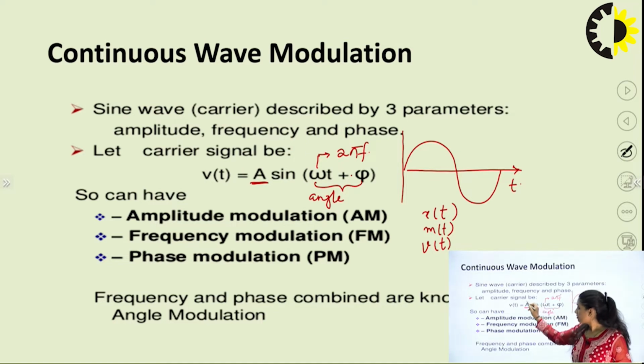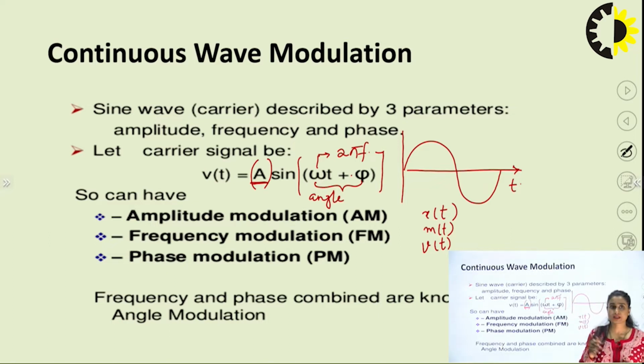Depending on what parameter of my carrier wave varies with respect to the message signal, the name of the modulation is given accordingly. If I vary the amplitude of my carrier wave with respect to my message signal, then this is called amplitude modulation. If I vary the frequency, that is called frequency modulation. If I vary the phase, then that will be called phase modulation. So I do have three kinds of analog modulation or continuous wave modulation. Frequency and phase modulation are combinedly known as angle modulation.